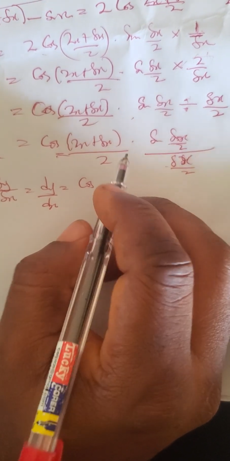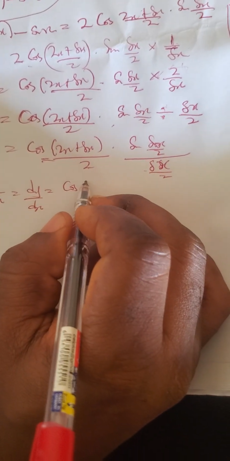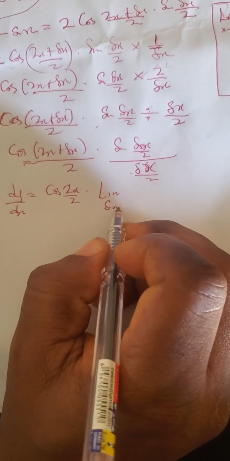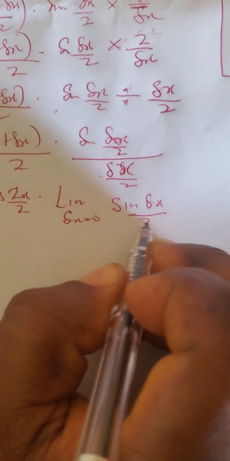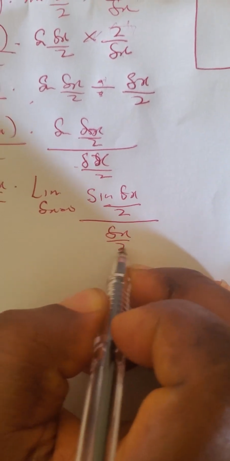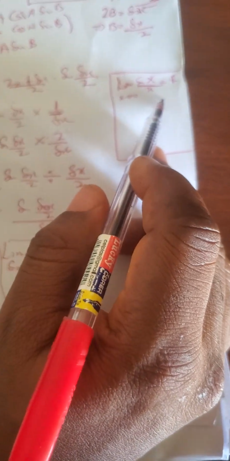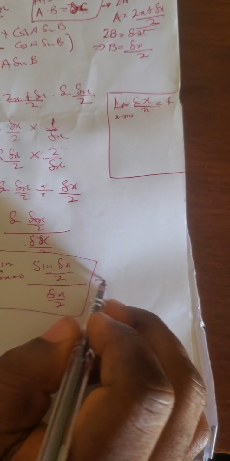So limit of delta y over delta x as delta x tends to 0 is equal to dy dx. Which is the same thing as, since this one tends to 0, I will be left with 2x over 2. That is a cos 2x all over 2 times limit as delta x tends to 0 of this expression, sine delta x all over 2 all over delta x all over 2. This particular limit I have here is related to this standard limits that I have said here. So this particular one become 1.